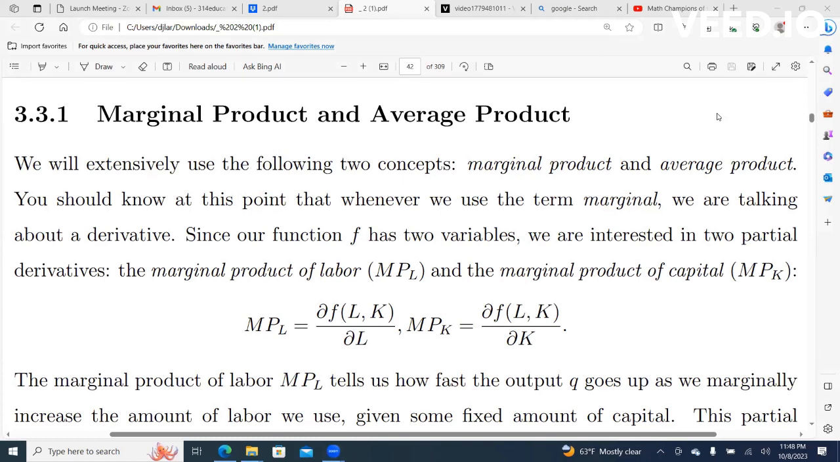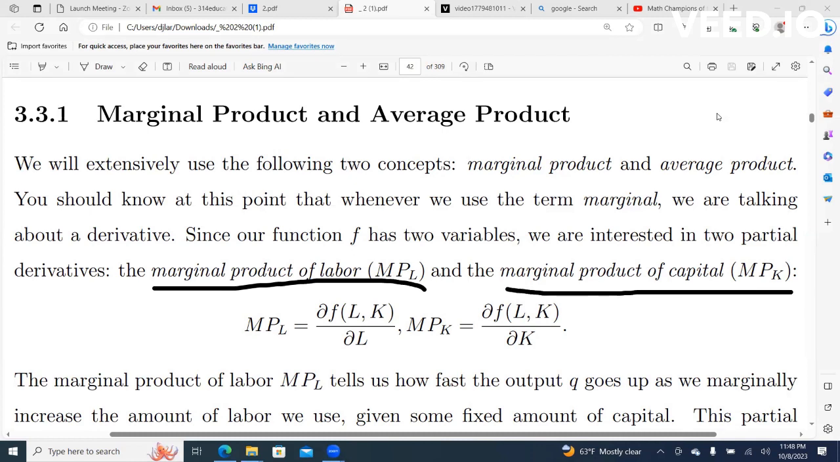You should know at this point that whenever we use the term marginal, we are talking about a derivative, correct? We've said it like 10 times. Since our function f has two variables, we are interested in two partial derivatives, the marginal product of labor and the marginal product of capital. So we have it right there, very, very easy.